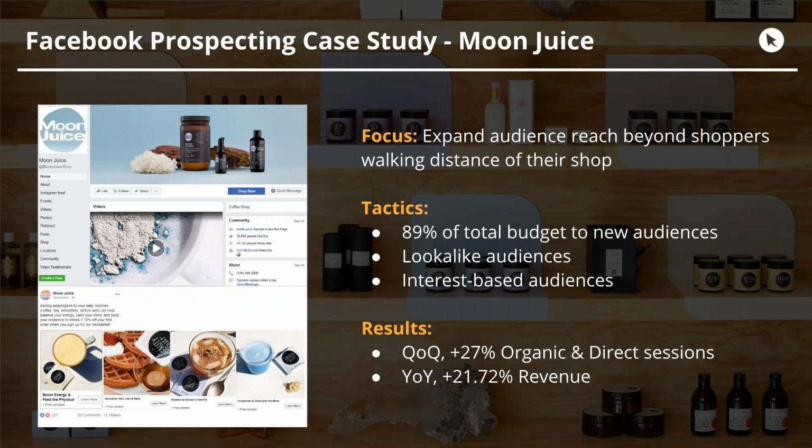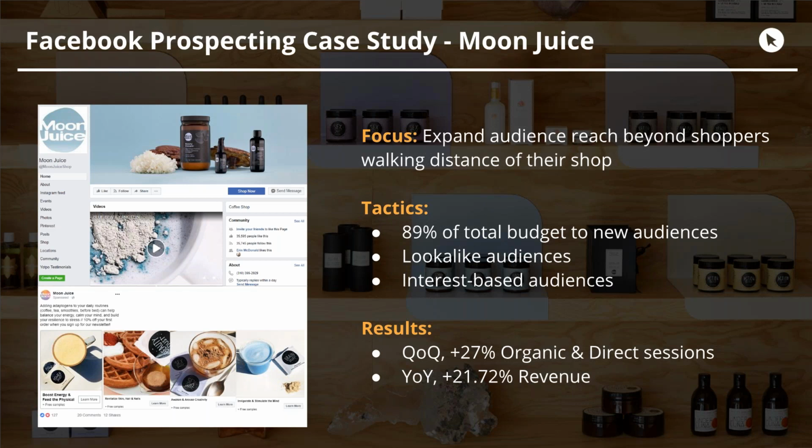Another one that I just want to highlight quickly as we're running out of time here is the study that we did with the brand Moon Juice. They wanted to just spend 90%, 89% of their total budget on new audiences. And so we utilized lookalike audiences and also just interest-based audiences, following all those best practices that we showed before in terms of utilizing that audience research into building your content and targeting it properly.